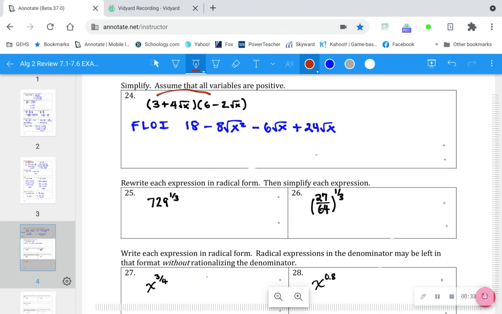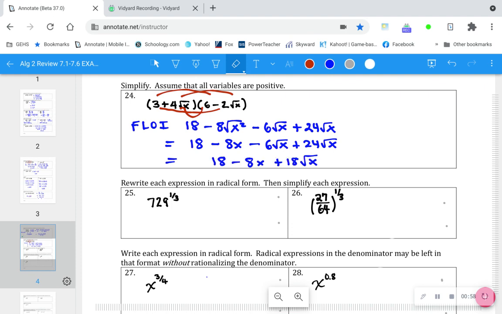There's your 18. Your last is minus 8 root x squared. Then here you have a minus 6 root x, and you follow it up by a positive 24 root x. So once you've got that accomplished, I'm going to simplify the square root of x squared to just x. And then I'll combine my like terms at the back. And since there's no more like terms, that problem is done.